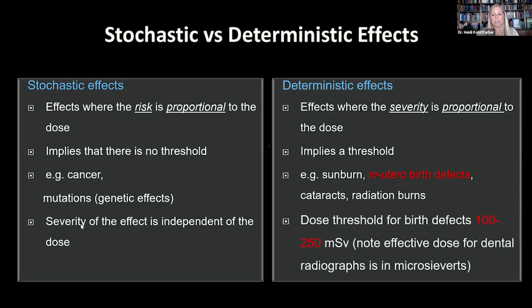So when we're looking at this, the dose threshold for birth defects is between 100 to 250 millisieverts. And in dentistry, we are down in the microsievert range, which is orders of magnitude below that.